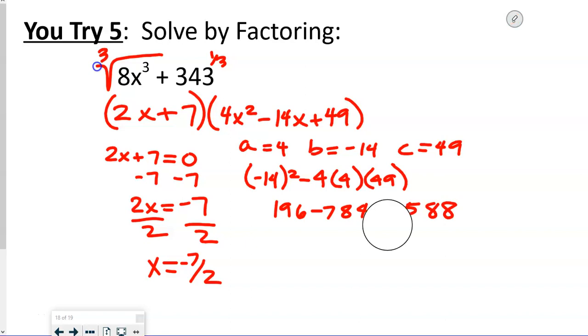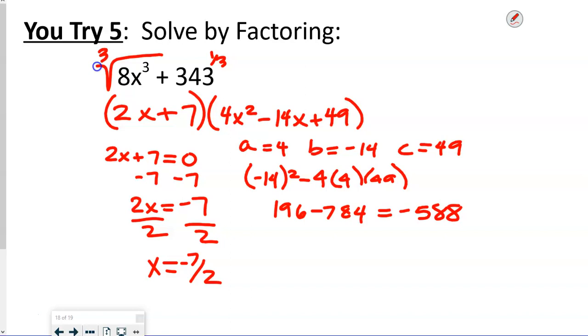Sorry, that doesn't look very clear. Let me fix that. Whoops. Dropped it. 784, so this is equal to negative 588. So we know it's going to be imaginary or complex because it's negative.